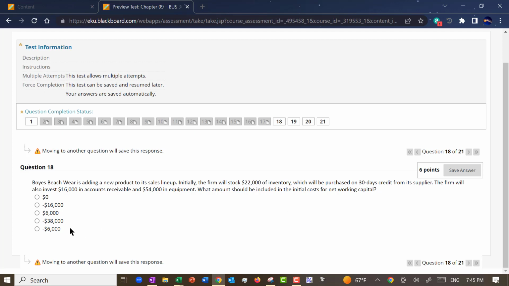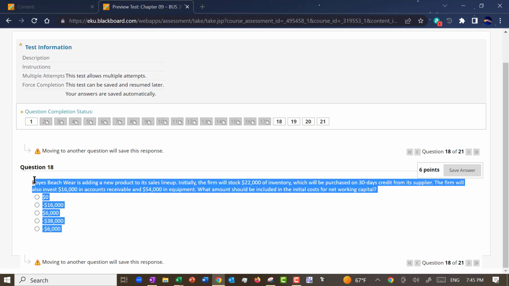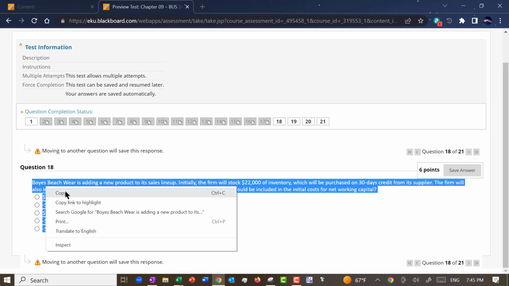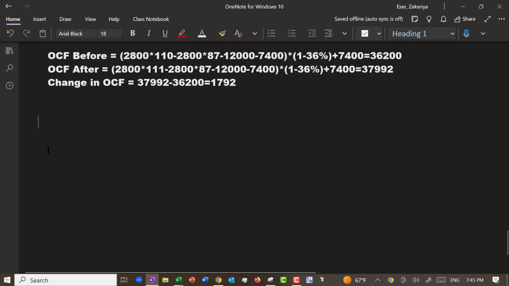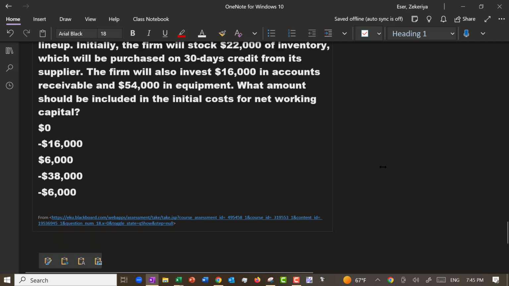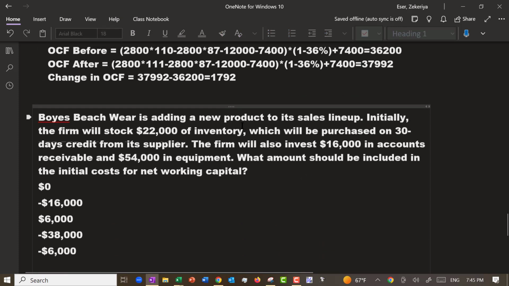They're adding a new product. Initially, they're going to stock $20,000 in inventory, which will be purchased on a 30-day credit from its supplier. The firm will also invest in $16,000 on accounts receivable and $54,000 in equipment. What amount should be included in the initial costs for net working capital?